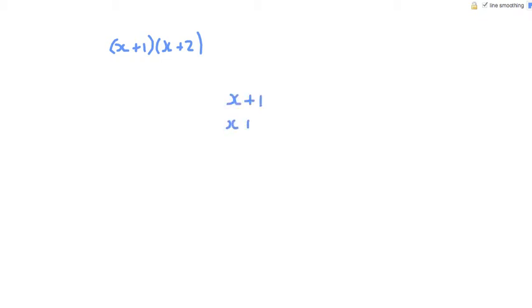Put x + 1 on top of x + 2, draw a line underneath, and then just think about the usual technique. So right hand column, what's that going to give? That's going to give me plus 2. And then the cross, so it's going to be 2x plus 1x, which is 3x. Okay, and then finally left hand column, x times x is x squared. Okay, that's the method.